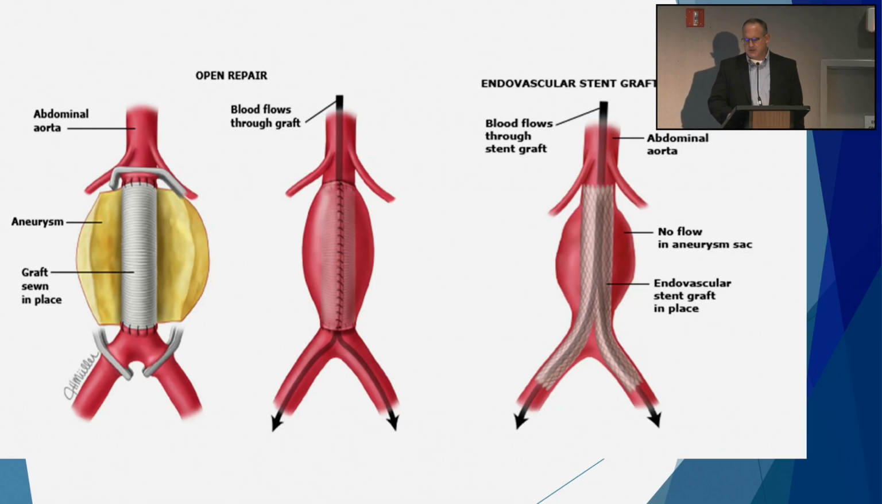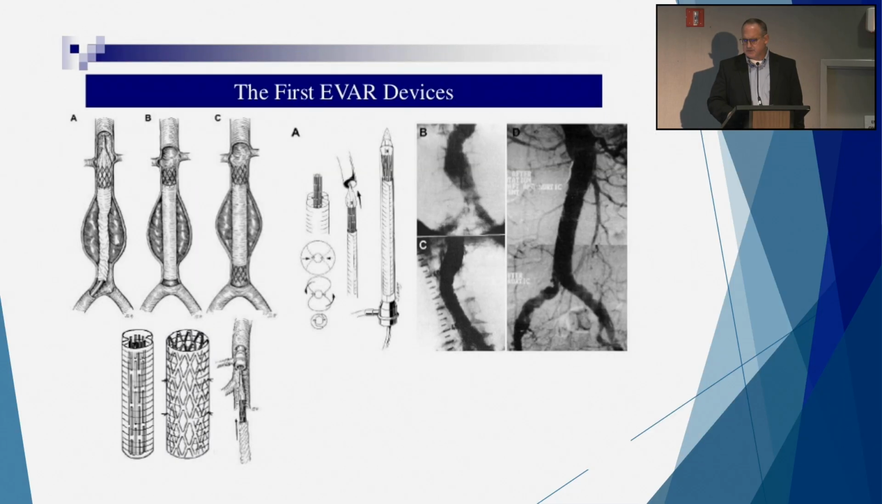The theory behind it was that it mimicked an open repair by placing an endograft with a seal at the top in the aorta, and then a sealed graft in the iliacs, totally excluding flow in the aneurysm sac. So that's the main principle of it.